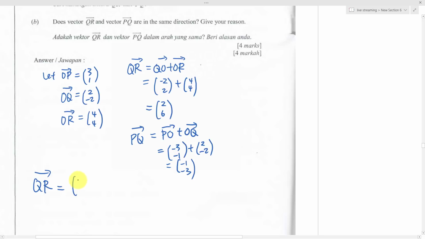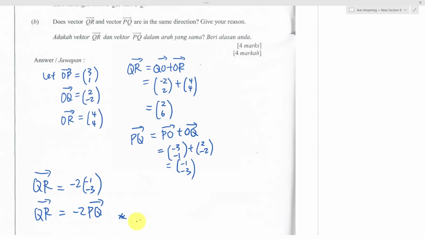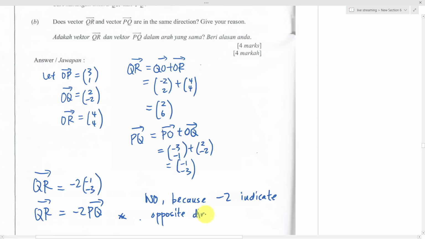Then I want to find the relationship between QR and PQ. So this is 2, 6, right? So I factorize out the 2, I get 1, 3. No, I don't want to factorize out the 2. I factorize out the -2. So I get -1, -3. So what is -1, -3? -1, -3 basically is my PQ, right? Yep, this is the relationship between them. So I just plug in my PQ. Are the vectors QR and PQ in the same direction? No, because -2 indicates opposite direction. Because we know negative means opposite direction, right?